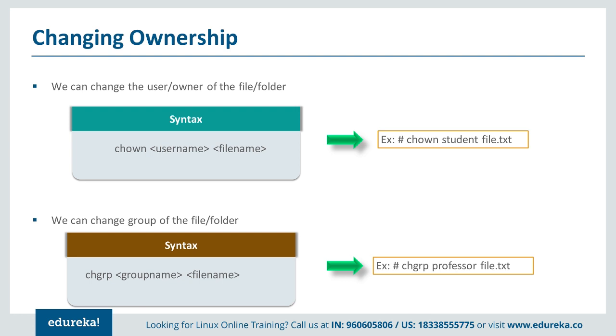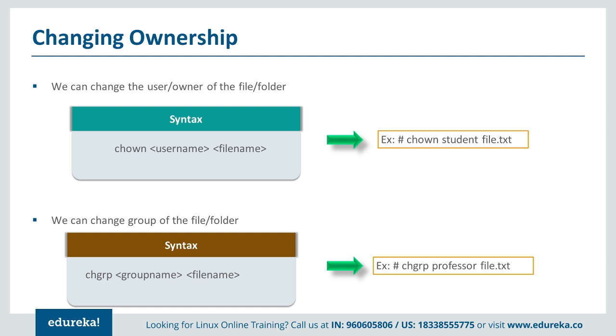For example, there was a file called abc.txt which was previously associated to some user called Ubuntu. Now I want to change that. I will do chown vikas abc.txt. So the file which was owned by the Ubuntu user will now be owned by the username vikas. Similarly, the same thing can be done for the group too.